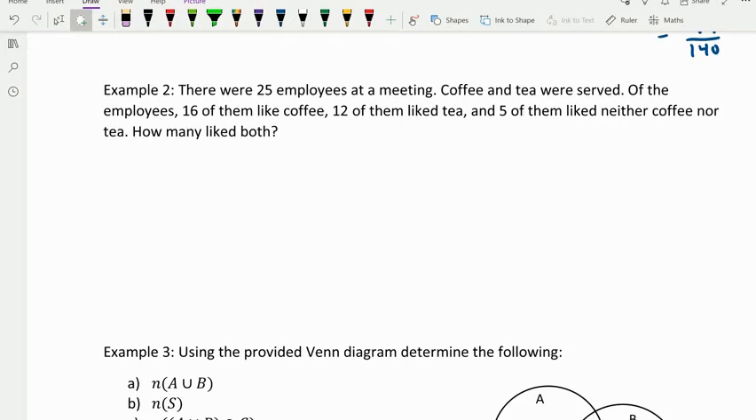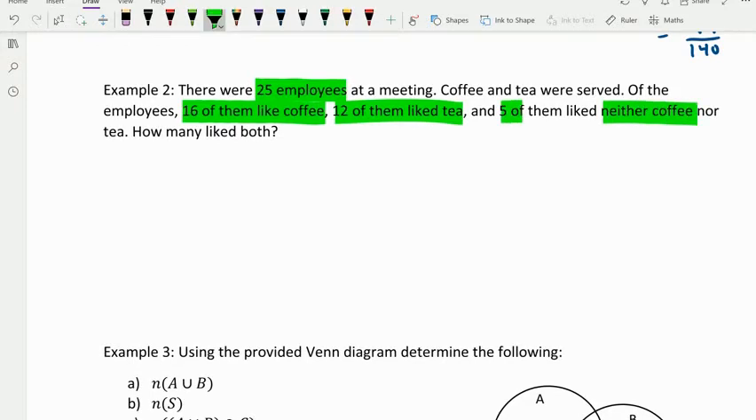Using sets. In the second example, we are given information about 25 employees and their coffee and tea drinking. So we know that 16 of them like coffee, 12 like tea, and 5 like neither coffee nor tea. And what we're asked to find is how many like both. And remember, whenever we see the word both, it means intersection.